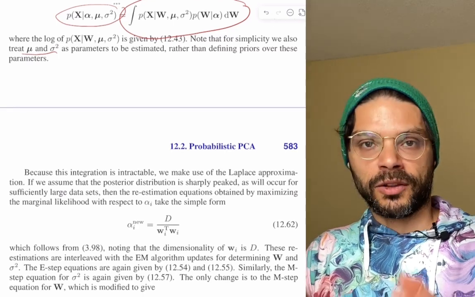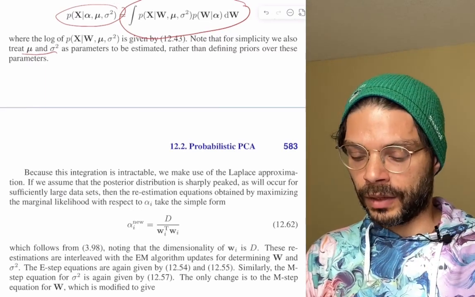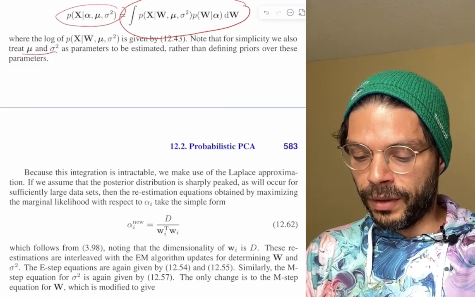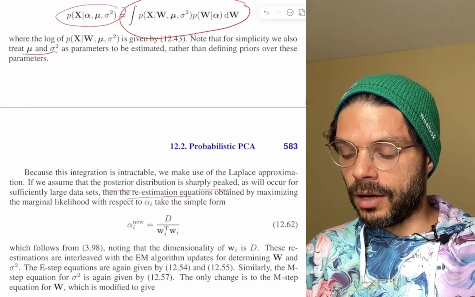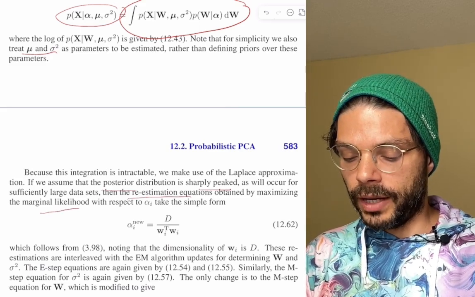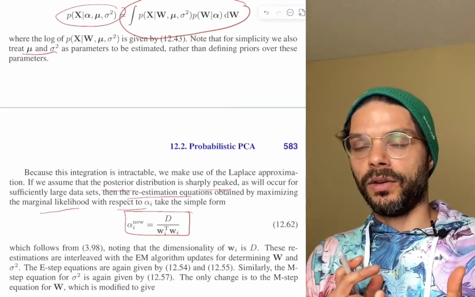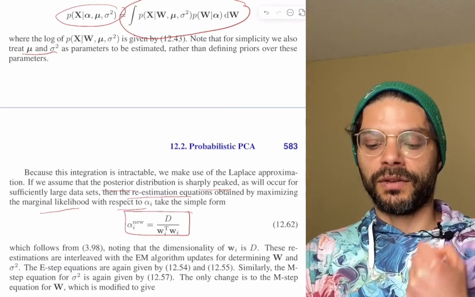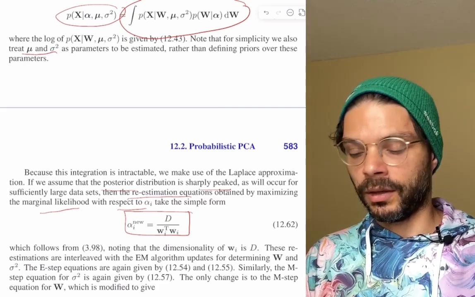Now, Laplace approximation is basically you approximate an integral by its peak value and some kind of volume term. If we assume that the posterior distribution is sharply peaked, then the re-estimation equation obtained by maximizing the marginal likelihood with respect to alpha_i takes a simple form. It's iterative: you get your w's, you get a new set of alphas, use that alpha to determine w's, etc. In the notes, I'm going to show you that we don't actually have to appeal to the Laplace approximation.